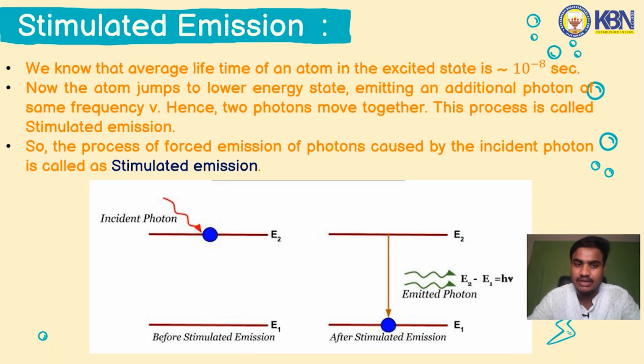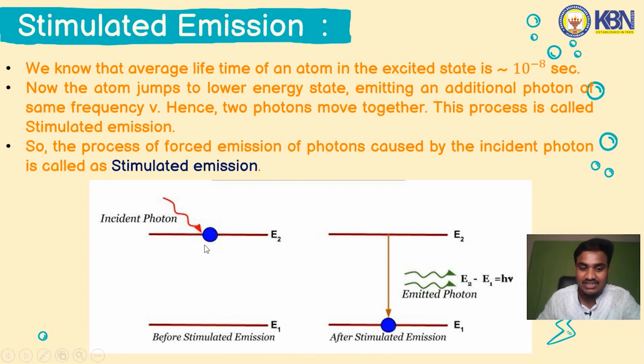Now the atom comes back to the lower energy state emitting an additional photon. In this process, listen, the atom comes back to the ground state by emitting another photon, or additional photon, which will have the same frequency. This process is known as stimulated emission, but this happens in the presence of an external influence.